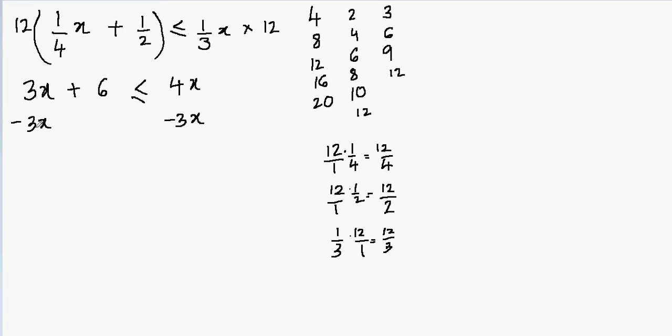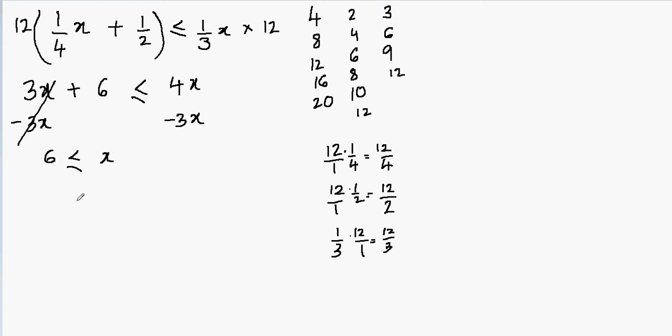So now 3x minus 3x will be 0, so we can just cancel them. On the left-hand side I'll bring down 6, and I don't have to write the positive sign in front of 6. Then I have less than or equal to 4x minus 3x, which will be 1x, and it's not necessary to write 1 in front of x, so I will just write this as x.